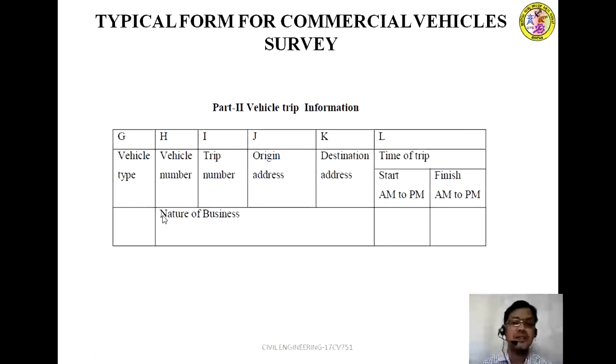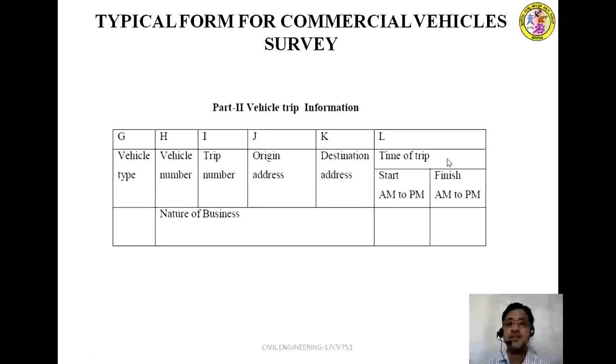Next is the nature of business. The nature of business might be own business, that is some industries have their own vehicle, or otherwise it is private. That sector, the complete nature of the business, has to be entered in the nature of business column.